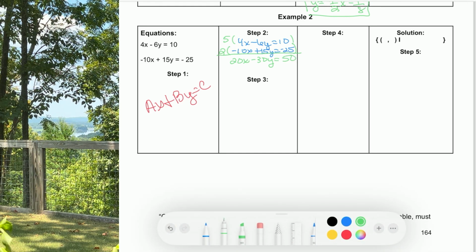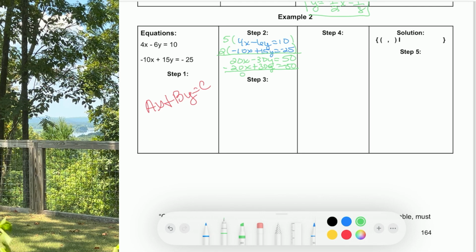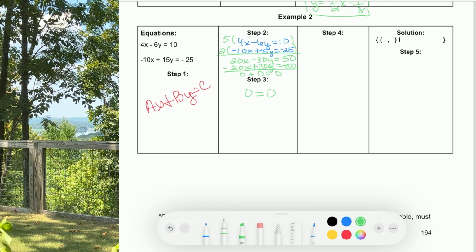My next equation has 2 times -10, which is -20x. 2 times 15 is +30y. And then 2 times -25 is a -50. All right, so when I add these together, my x's cancel. My y's cancel. And my other side cancels. 50 plus a -50 is a 0. So I end up with 0 equals 0, which is an infinite solution set.